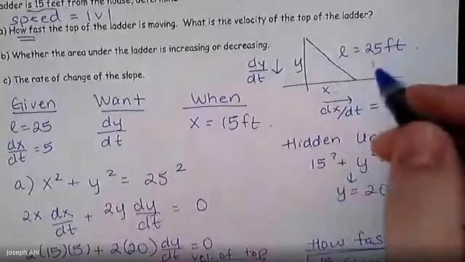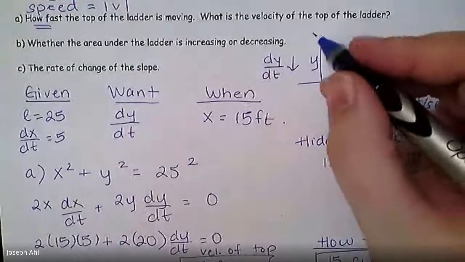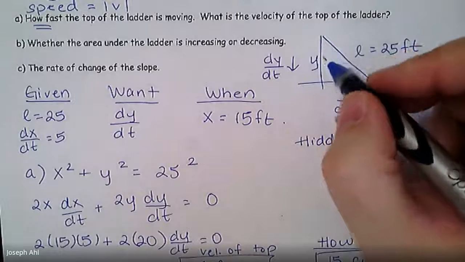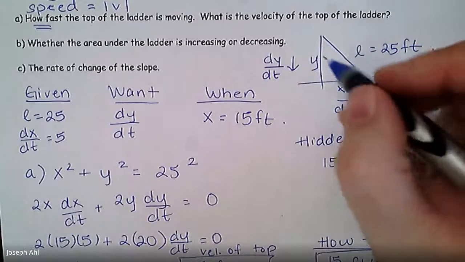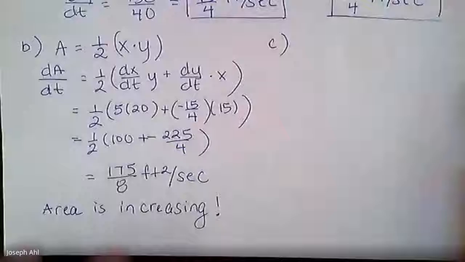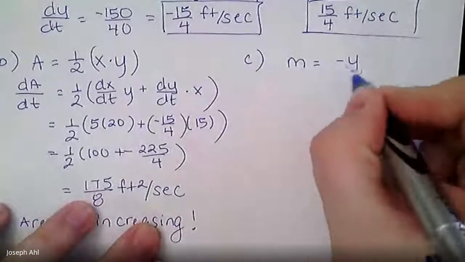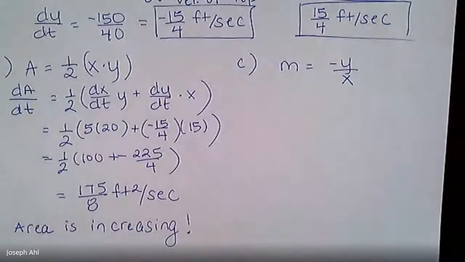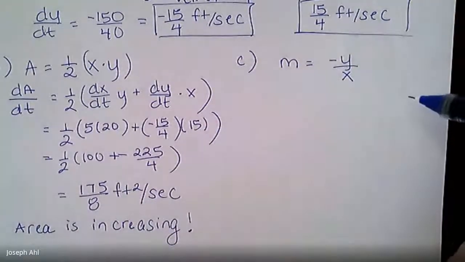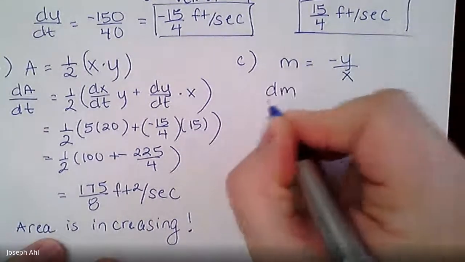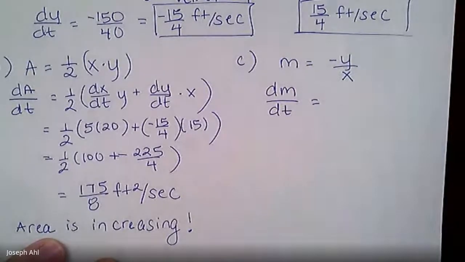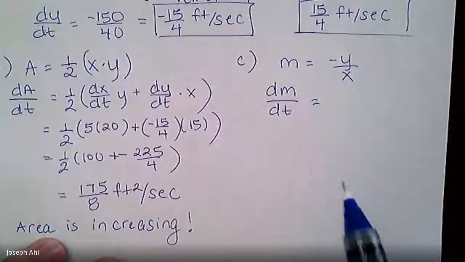When we think about the rate of change for the slope here, the slope of this line, if we think about rise over run, at any given moment could be expressed as m equals negative y over x. Now that we have a definition for the slope, and this could apply at any given value for x and y, we are still going to stick with when x is equal to 15. We're going to find the rate of change of the slope, so we have to find dm/dt. And because we have a fraction instead of product rule, now we'll use quotient rule.